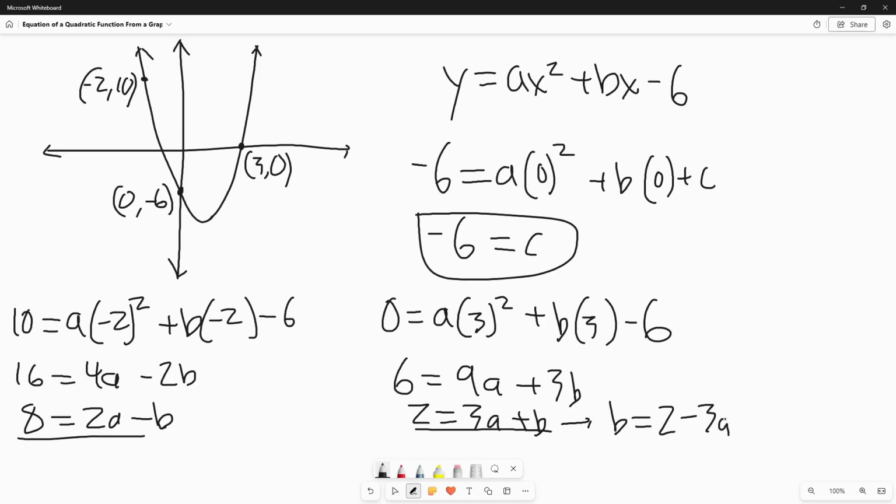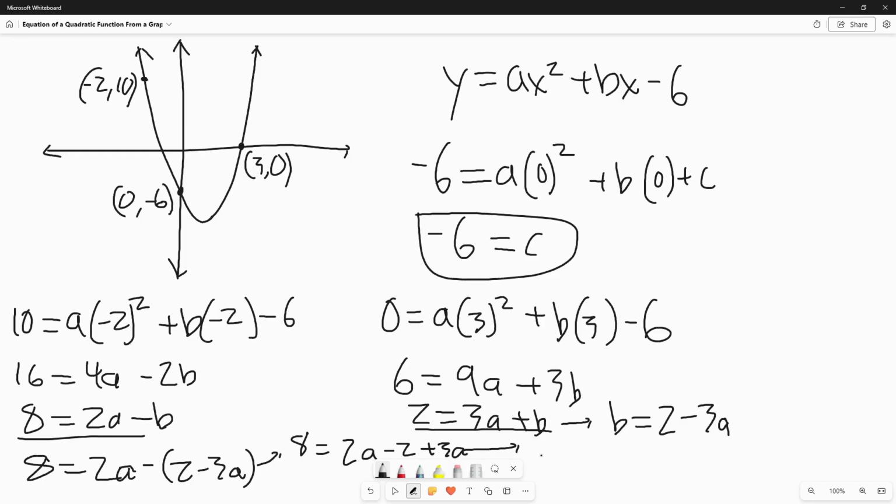And then we plug that back into the other one. So 8 is equal to 2a minus (2 minus 3a), because that's equal to b. And then we get 8 is equal to 2a minus 2 plus 3a. And then with this, we get 10 is equal to 5a. That means a equals 2.